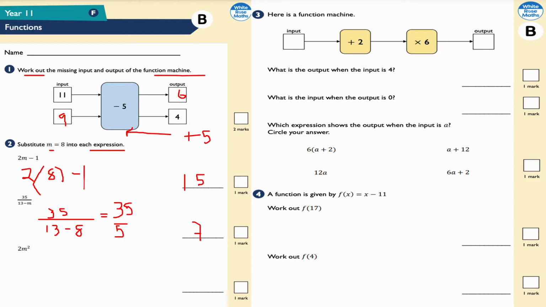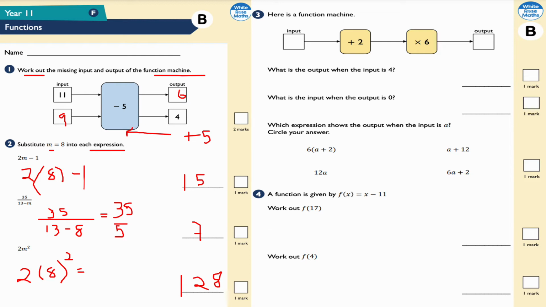Next part, 2m squared. Well, it's 2 lots of 8 squared. So I do 8 squared first, or 8 to the power of 2. 8 squared just means 8 times 8. So 8 times 8 is 64. Times it by 2, so doubling it, I get 128.